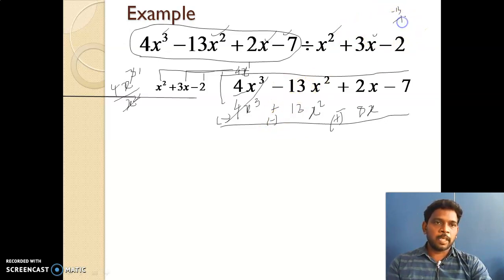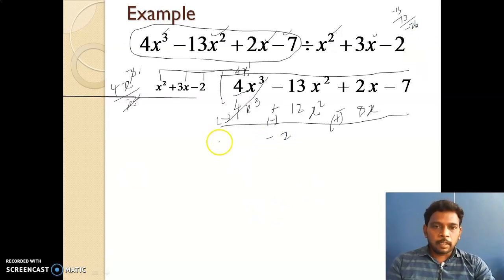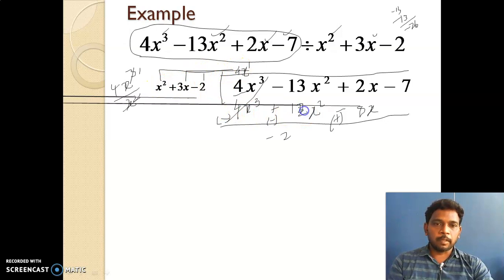So both have the same sign and same number. So add these to get minus 26. So minus 20. So here I think 12 here. Sorry. So 4 into x square, 4x cube, and 4 3s are 12 only, we come here.